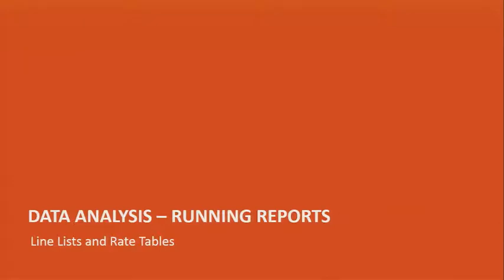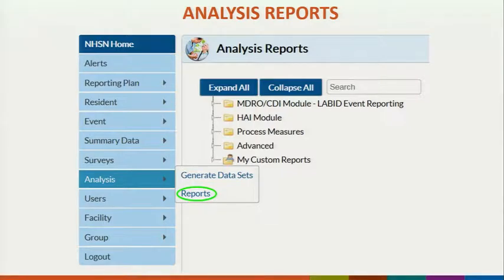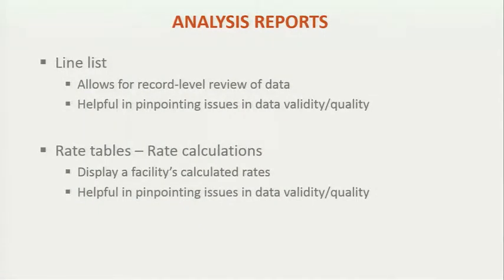So now I'll discuss the analysis reports available in NHSN, such as line lists and rate tables. Once you've generated your data sets, you're ready to run these analysis reports. To access the reports, you would navigate to the Analysis tab under the menu, and you would click on Reports. The line list allows users to see a record-level review of the data, while the rate tables display the facility's calculated rates. Both of these are helpful in pinpointing issues and validity in your data.